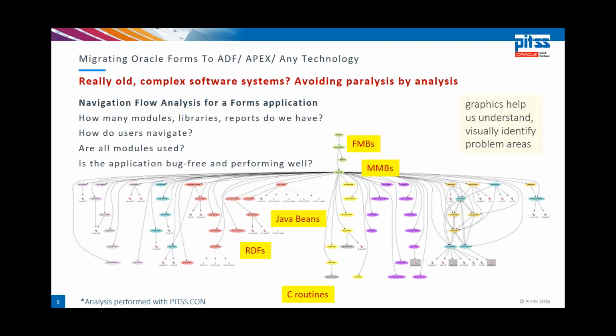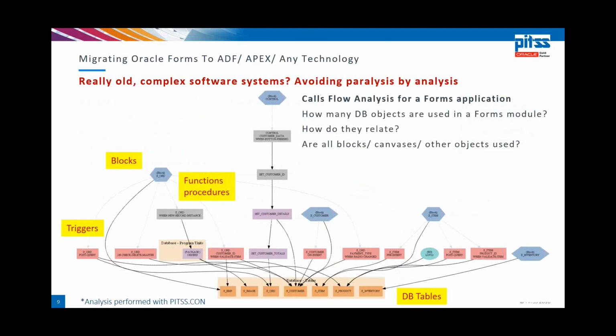Another useful analysis, on the next slide, is an insight into one FMB module. You see here blocks, for instance a control block, containing items, and then triggers firing a chain of common program units, going down to the database objects, manipulating their table data. This insight is necessary for each and every module we analyze. It is vital for the developer migrating this specific form module.